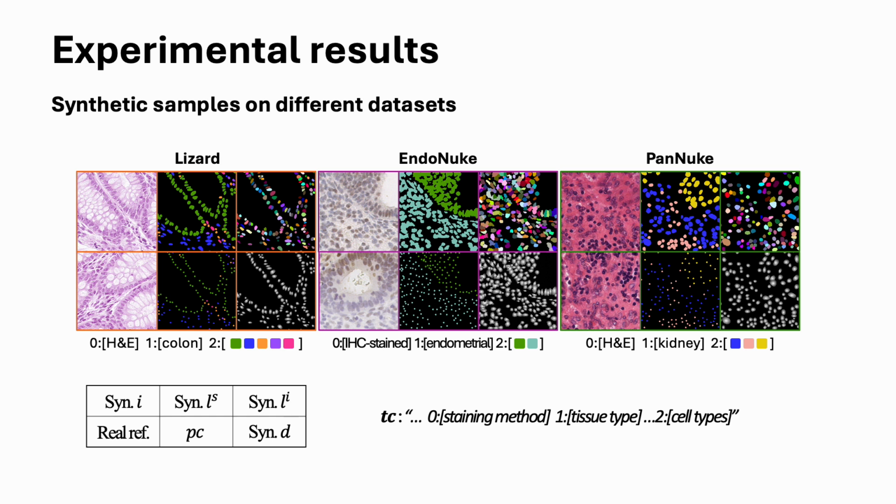Now, let's take a look at the synthetic samples generated by our model. We evaluated our method on several datasets, including Lizard, Eczema, and PanNuke. The samples show a high level of alignment with the real histopathology images, including realistic textures and well-separated nuclei. This demonstrates that our model effectively synthesizes data that is both realistic and useful for training downstream tasks.